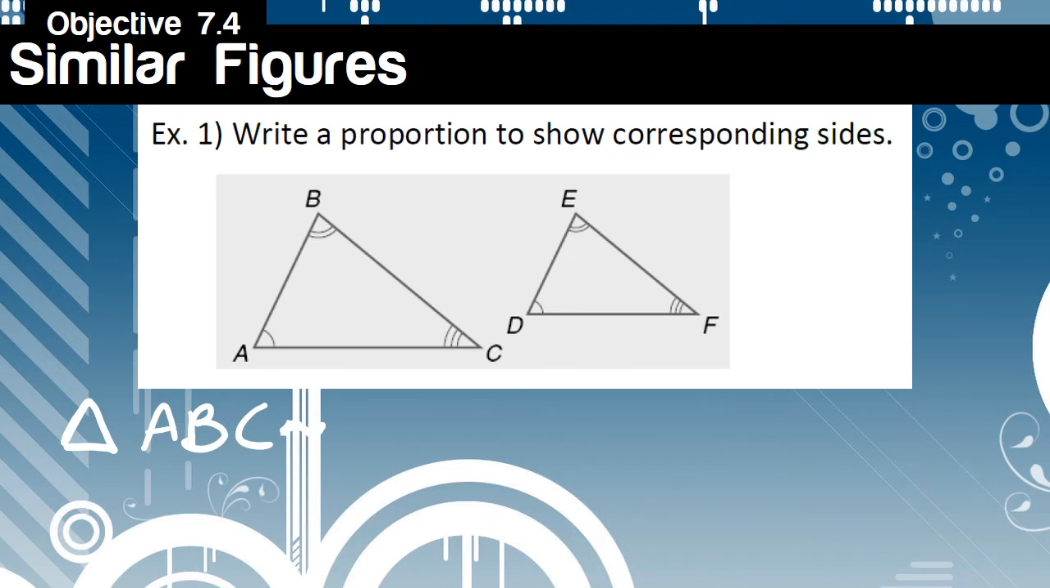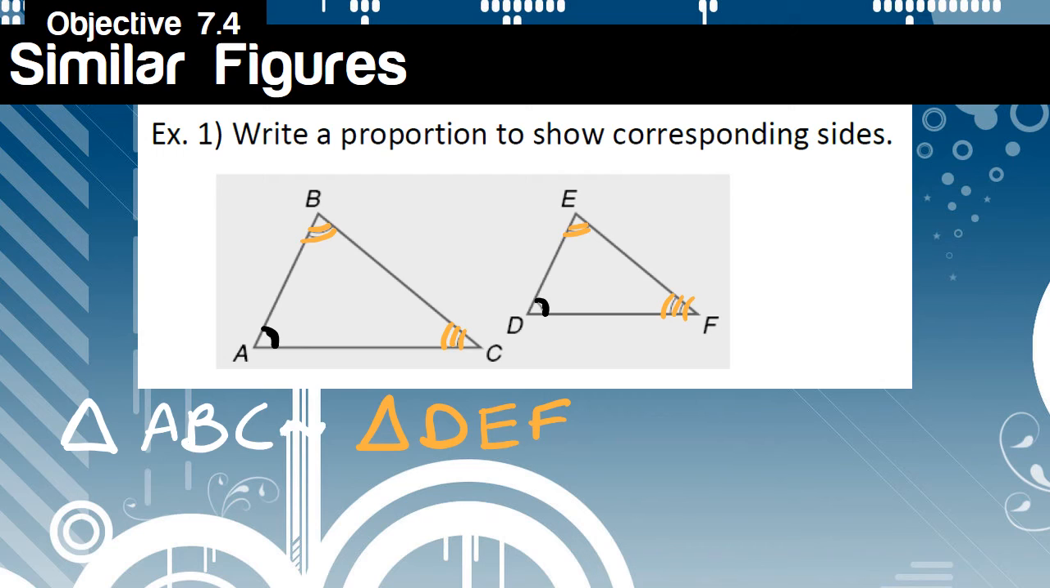We can see that angle A in the corner has one arc. That will correspond with angle D with one arc. So this corresponds to triangle D. Then B has two arcs, E has two arcs, so we can put E. And then three arcs for C and three arcs for F. So we have triangle ABC is similar to triangle DEF.